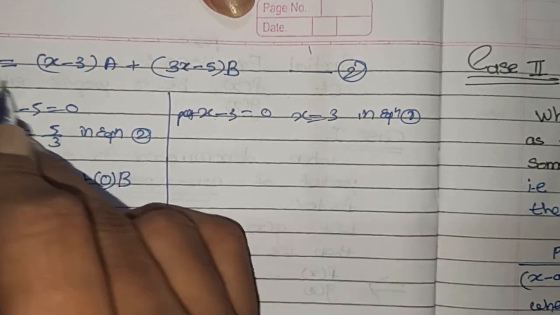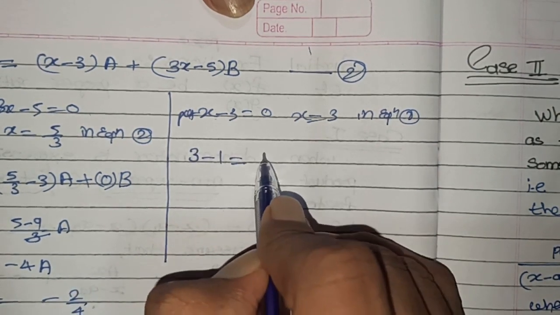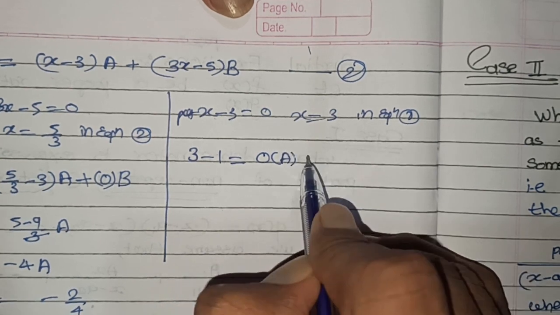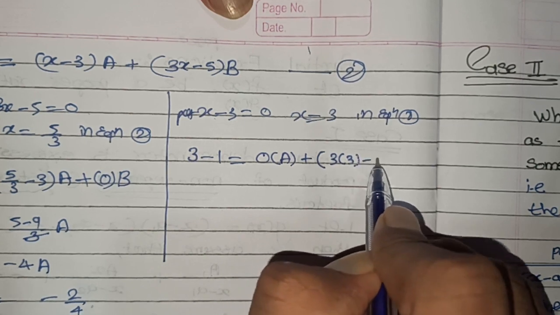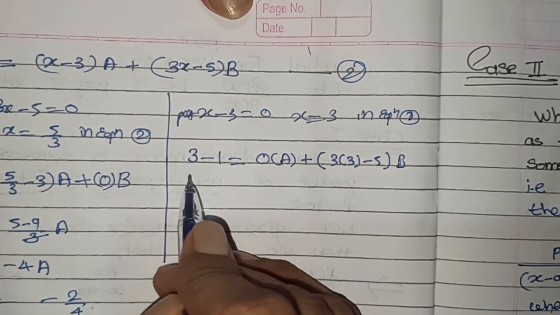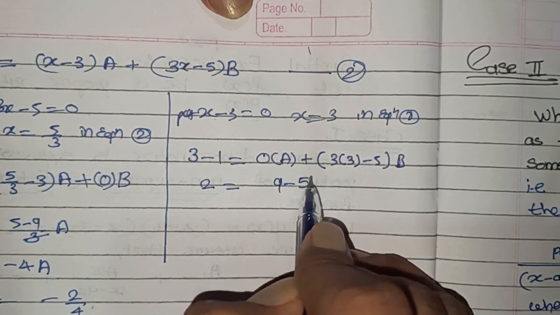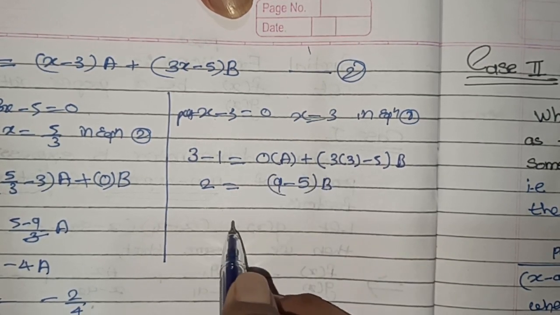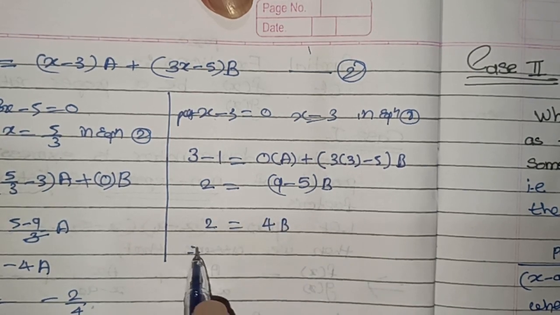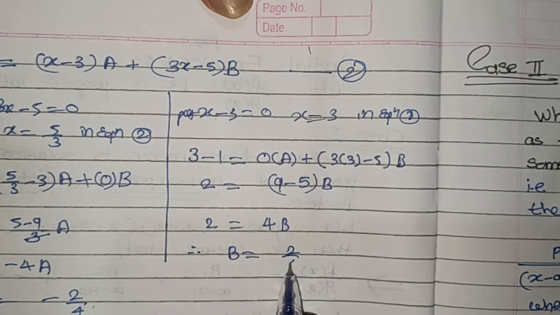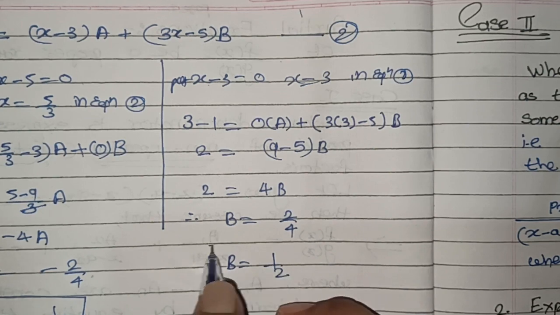So if you put x equal to 3 in the left hand side, we get 3 minus 1 equal to, this becomes 0 into a plus 3 into 3 minus 5 times b. So here we get 2 equal to 0 plus 9 minus 5 into b, so we get 4 times b equal to 2, and therefore b equal to 2 upon 4, and hence b equal to 1 upon 2.